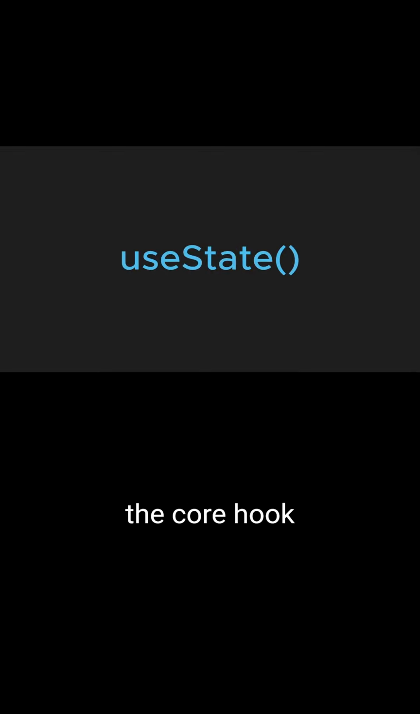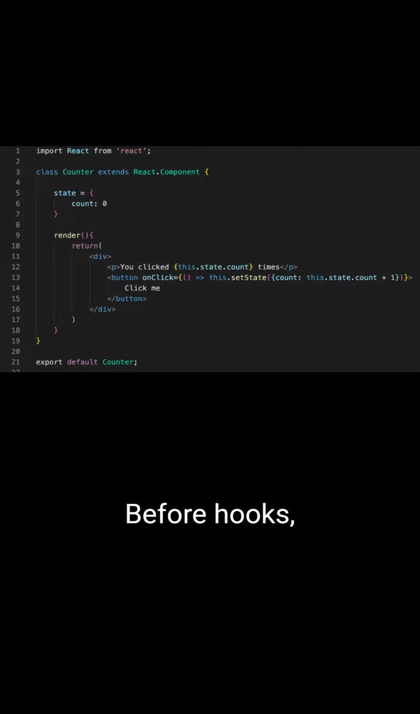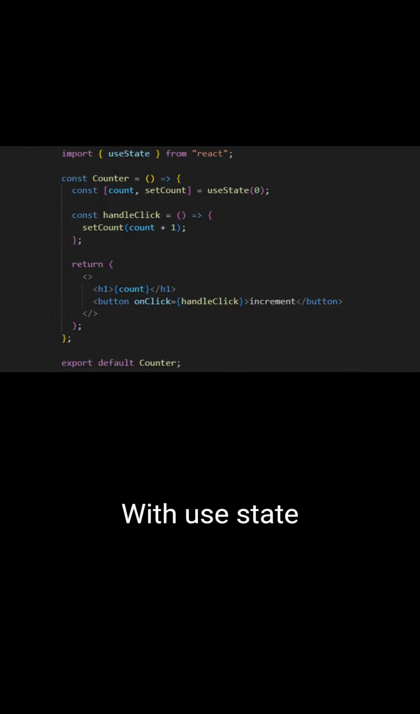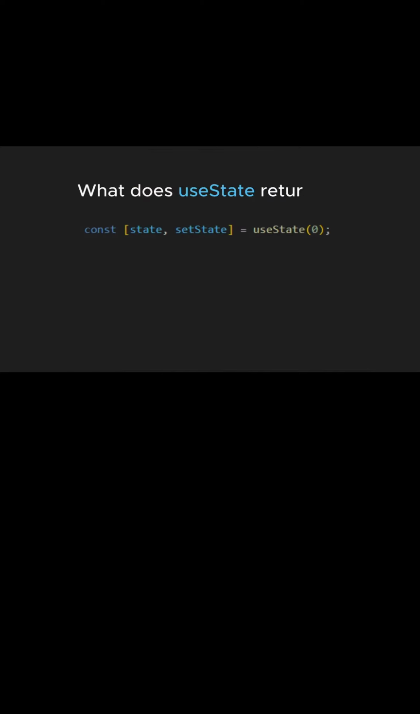useState is the core hook in React that lets you add state to functional components. Before hooks, we needed class components to manage data that changes, like a counter or form input. With useState, we can do it all in functions. Think of it as a box for your data and a key to update it.